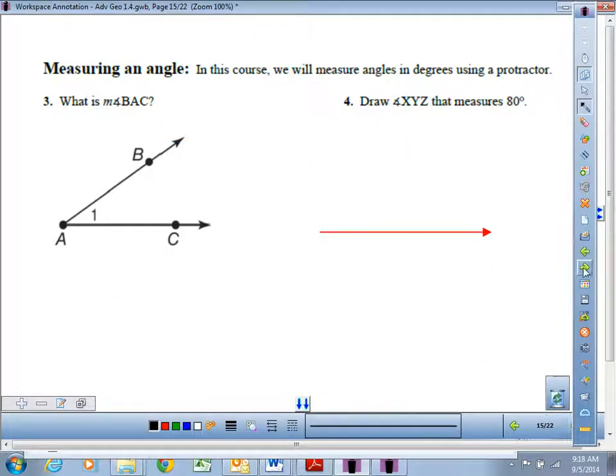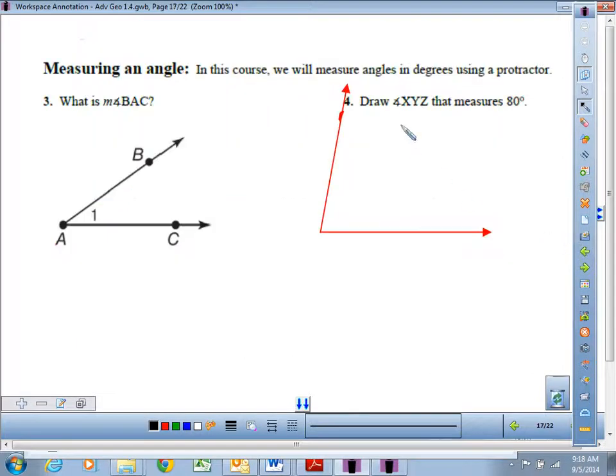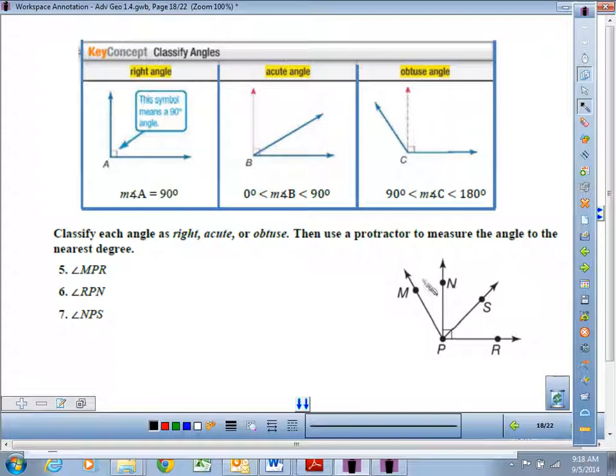Okay. So now we can go ahead and look at classifying. Now that's not naming these. This was naming. This was angle XYZ. This was angle BAC. Okay, that's naming. This is classifying. So we have three types of angles we'll look at.